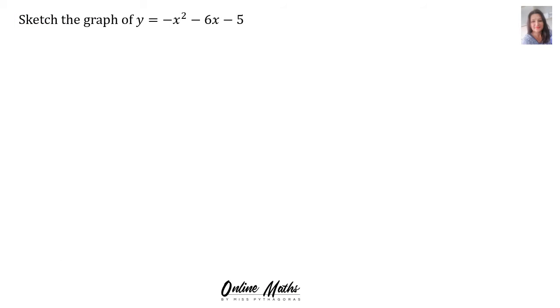Let's sketch another graph. The question: sketch the graph of y equals minus x squared minus 6x minus 5. You can see it's a type 1 because it's in standard form. Now to use the 5-point plan, we start with number 1, the shape. a's value is -1 and therefore it will be a crying graph.